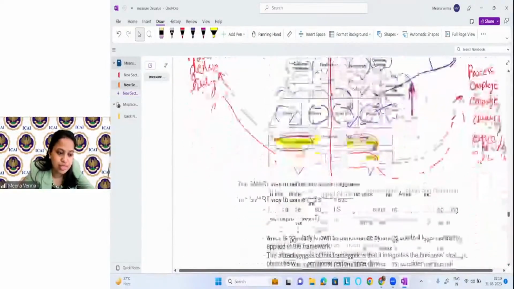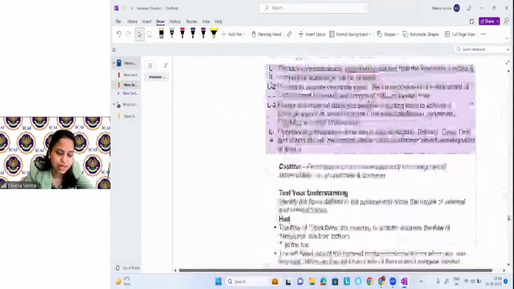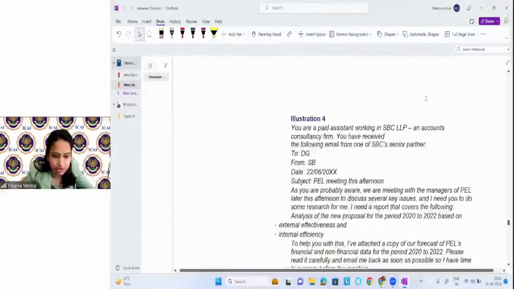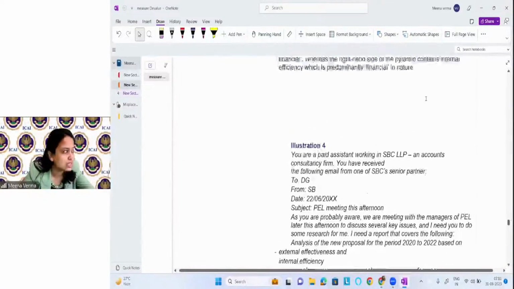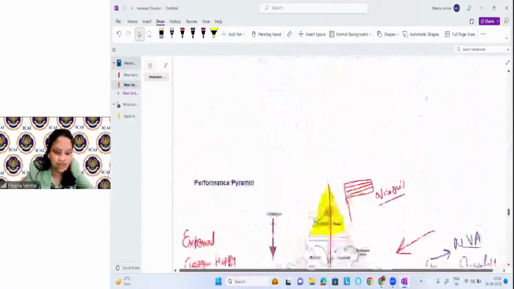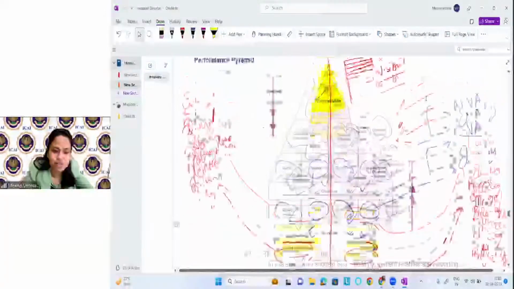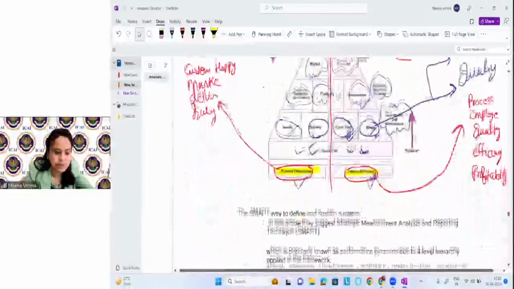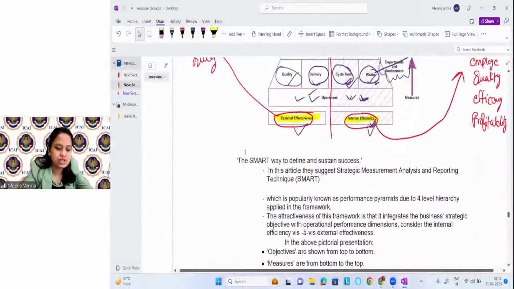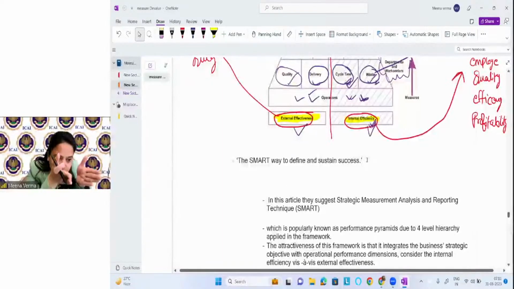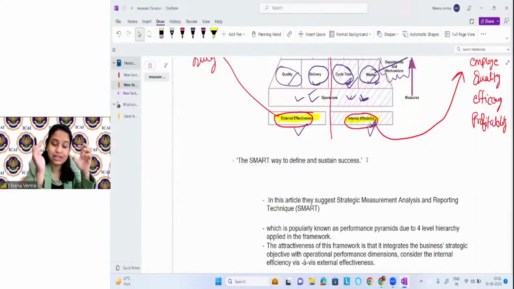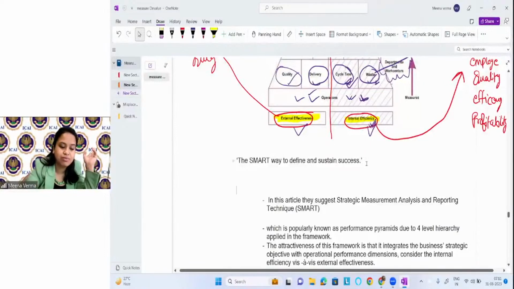So if you want to learn this entire thing now, just focus on learning the model. If you just see the model, you will understand everything. This is the performance pyramid model. Just remember all these points in the performance pyramid. Okay. So this is one of the smart ways to define and sustain success. If you focus on both internal and external, it is a smart way to sustain for a long time period. The company will sustain in the long term if it focuses on both. All right.